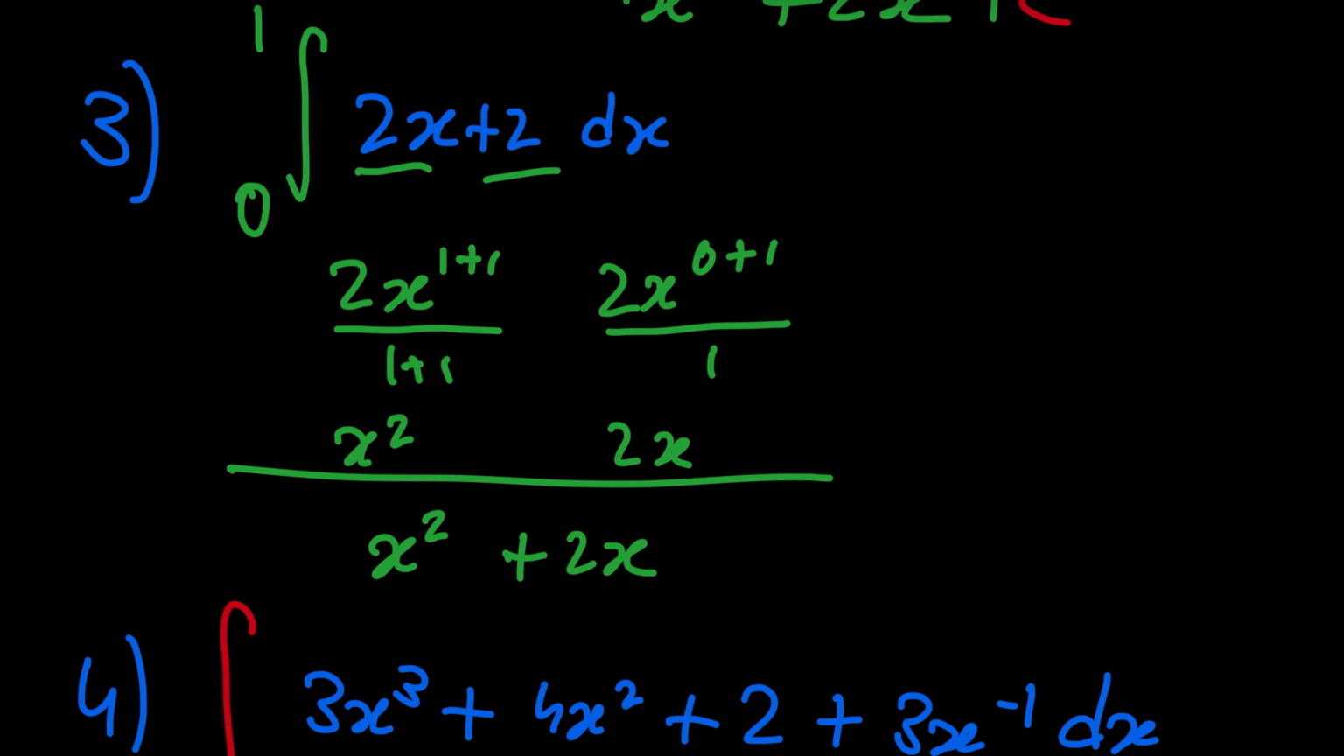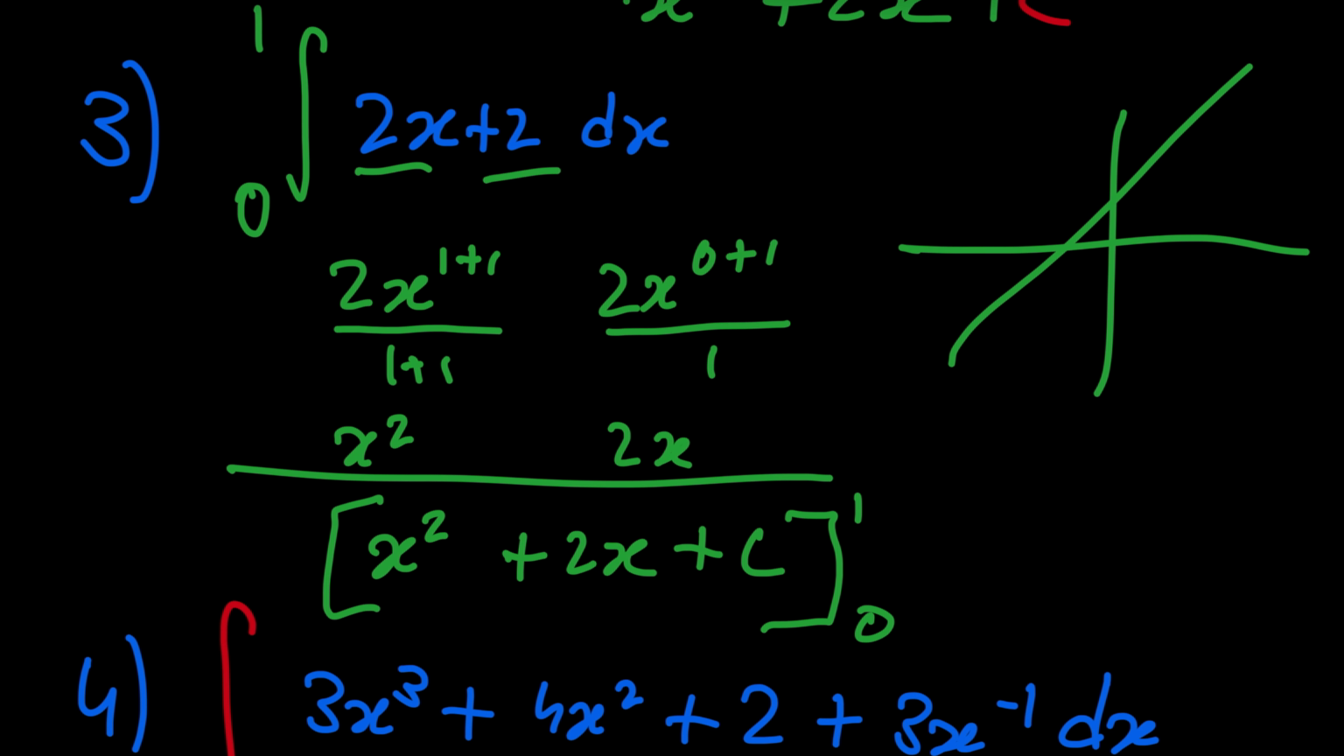Now, at the end of this problem, you won't have a plus c. And let me show you why. So let's say I do have a plus c here. And I can finish this off with a bracket saying this goes from 0 to 1. And basically what's happening here is my graph looks something like this. This is at 1, this is at 0. I'm trying to find the area over here, right?